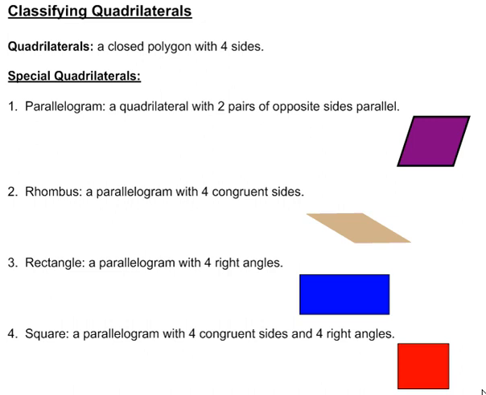Okay, today class we're going to talk about classifying quadrilaterals. A quadrilateral is a closed polygon with four sides. So it's just any polygon that has four sides that's connected. And today we want to talk about special quadrilaterals. We want to talk about parallelograms, rhombus, rectangle, squares.